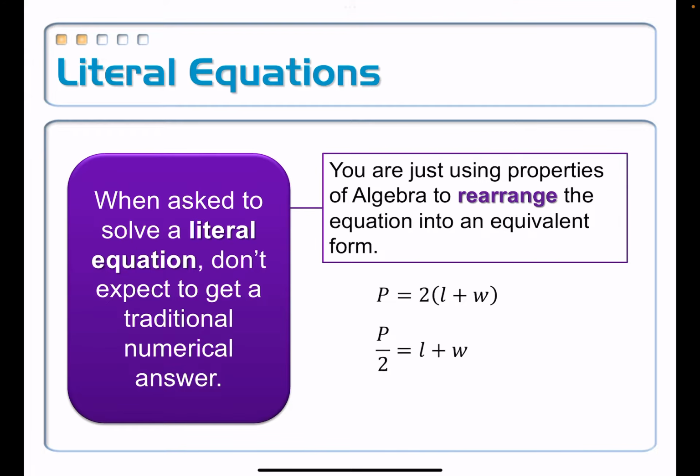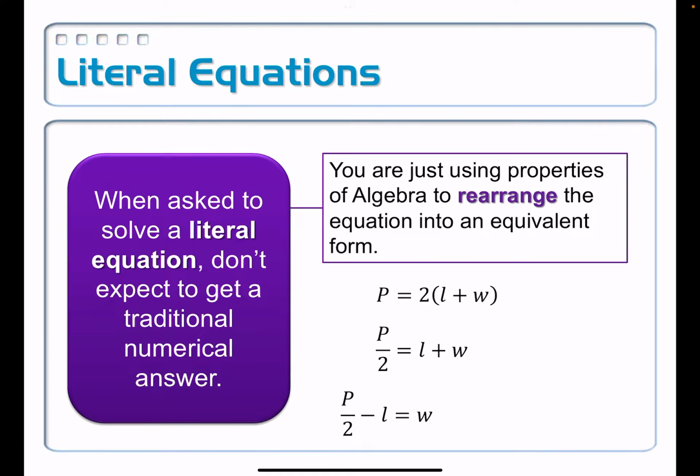So here's our new equation. Okay, now we're a little bit closer to getting W by itself. So to get W by itself, I just have to get rid of the L. So you ask yourself, well, what is L doing over here on the right side of the equation? Well, it's being added to W. So to get rid of it, I'm going to subtract it over to the other side. And then here we go.